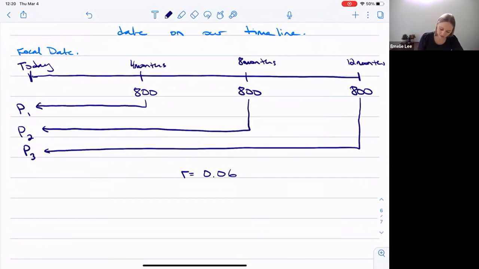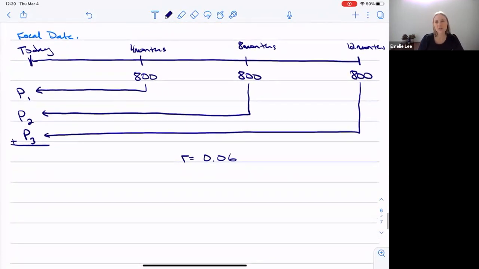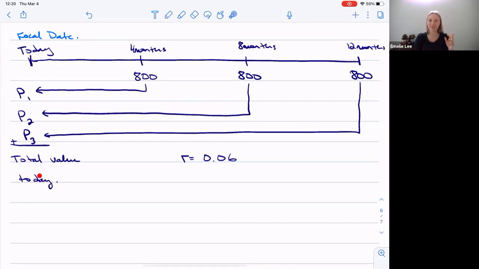Okay. If I add up these present values, or these principal amounts, that's the total value today. The total value today. And that's what we want to find. How much should someone be willing to pay for this payment stream? Well, they shouldn't pay more than this, right? They shouldn't pay more than what it's worth today. Ideally, you would be able to get it for less, and then who knows.